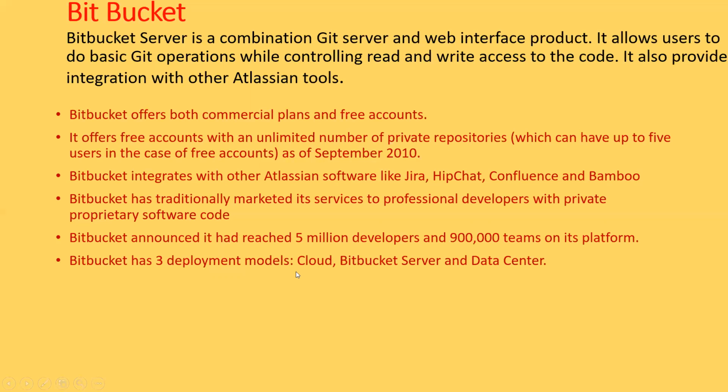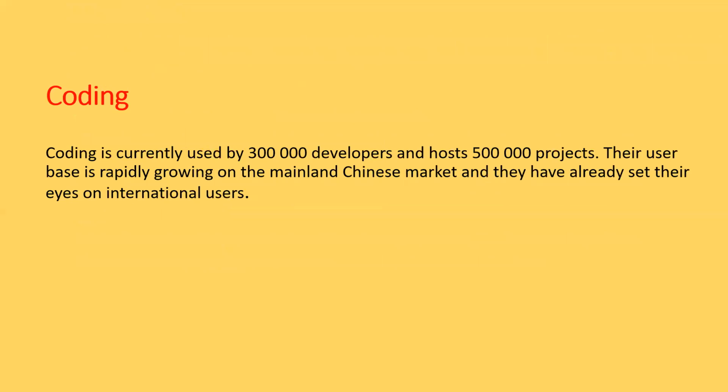BitBucket has 3 deployment models: cloud, BitBucket server, and data center. So it has its own cloud, where you can purchase the cloud computer resources, deploy the repositories and access them. And they have a BitBucket server, where you can have all these Atlassian tools along with the Git repositories, and also a data center where they are maintaining all the relevant stuff.